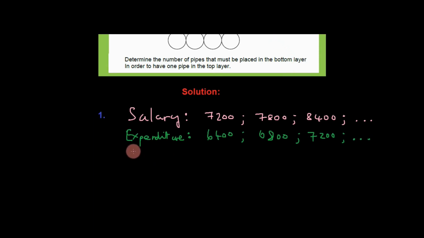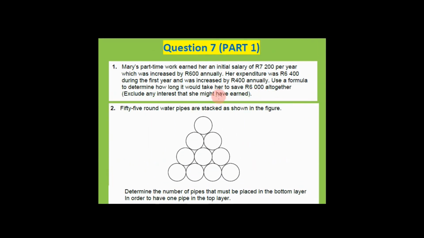Now we can write down her savings per annum. So 7,200 minus 6,400 is 800. Then we have 1,000. So 7,800 less 6,800. And then we have 1,200. So this is the sequence that we are interested in, because we need to find out how long it would take her to save 6,000 Rand altogether.